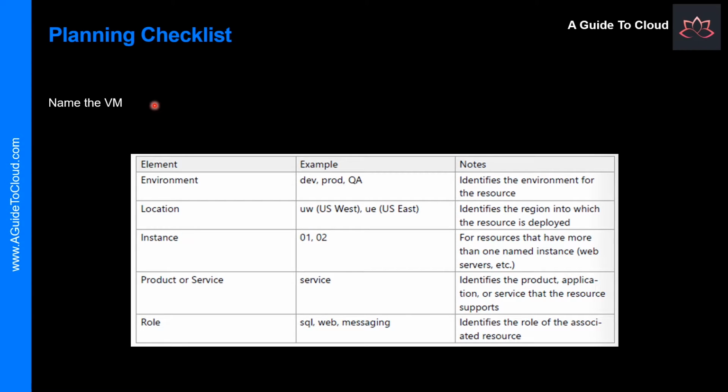This means that you should choose names that are meaningful and consistent, so you can easily identify what the VM does. A good convention is to include the following information in names. Something which has the VM should include things like environment, like dev, prod, QA or test, location where the VM belongs, the instance count, what sort of product it is, and the type of roles which you have installed on that VM.